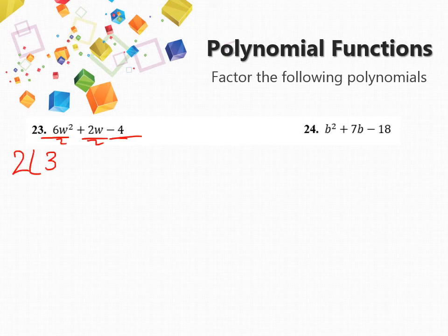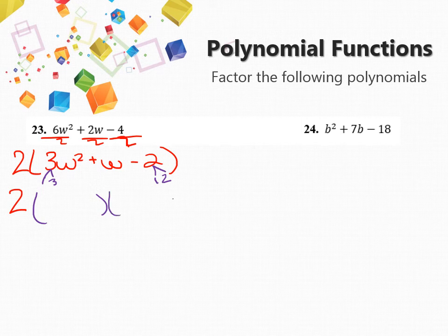If I divide every piece by 2, I get a 3w squared plus w minus 2. Now, that 2 still exists. Do not get rid of it. But my factors are 1 and 3 and 1 and 2. So that's good. I'm probably going to have fewer guesses here, right? So no matter what, I've got a 1w and a 3w. If I want to get a 1, then I don't want the 2 to be multiplied by the 3.